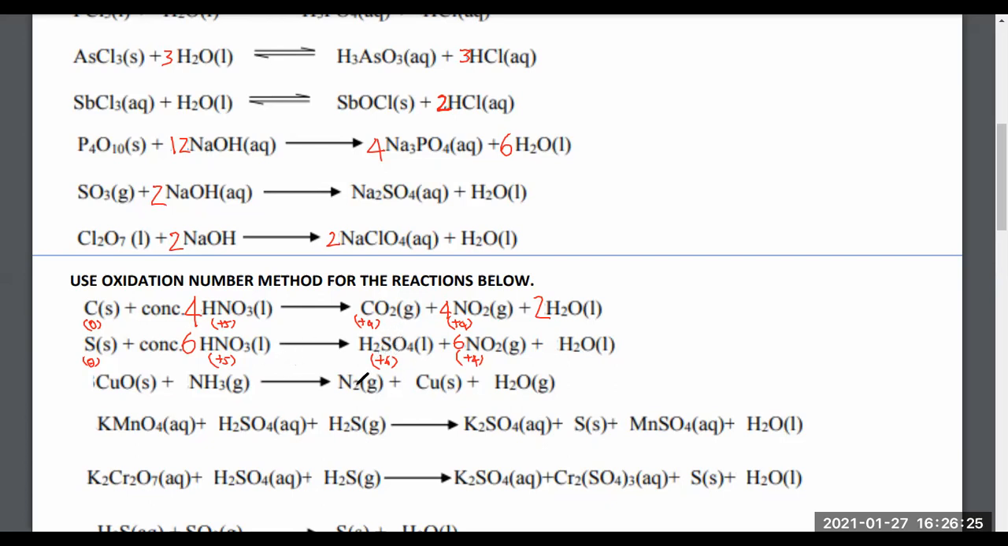Then check hydrogen. I have 6 on the left side. I have only 2 on the right side. Therefore, I have to put a 2 here. All right. And finally, what will you do? You will be checking the total number of oxygen atoms.